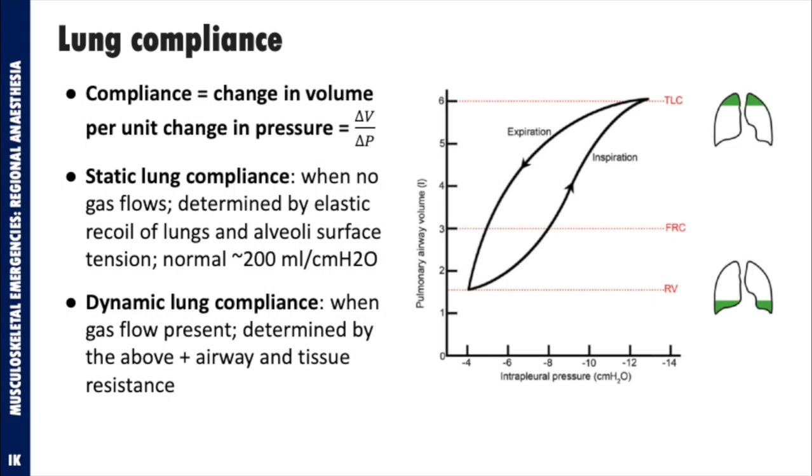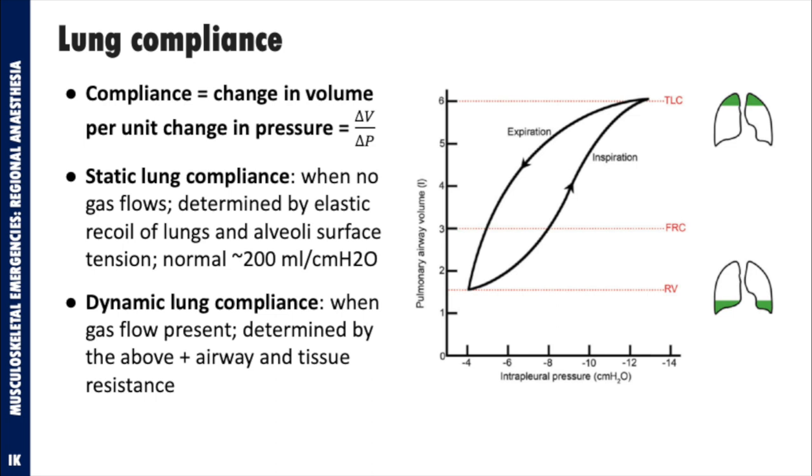Okay, lung compliance is change in volume per unit change in pressure. Two types. Static, when there's no airflow. This means the thing affecting the lung compliance is just the elasticity of the lung and the surface tension of the alveoli. The normal value is 200 mL per cm water. Now, dynamic lung compliance is when there is continuous airflow. So usually when you see the lung compliance on your ventilator, that is usually dynamic lung compliance. And you need to do an inspiratory or expiratory hold to actually see the static lung compliance.